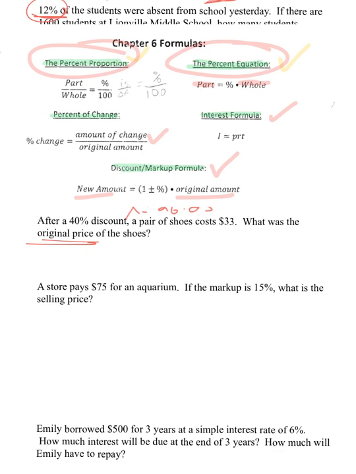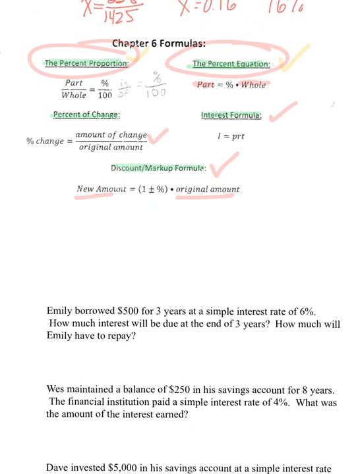So in this one, my new price is $33. So 33 equals 1, it's always 1, minus, because it's a 40% discount, 0.4, and then that's going to be times my original amount, which is what I'm looking for. So all said and done, when you solve this, it's going to be X equals $55. The original price is $55. Again, what is it asking you to find? So which formula makes the most sense? So we're going to bypass this one.